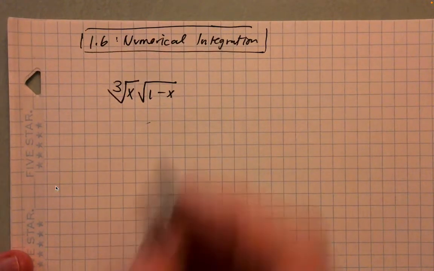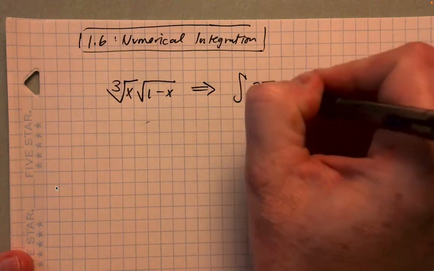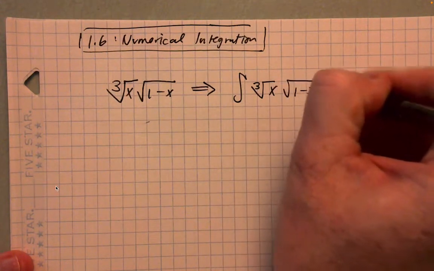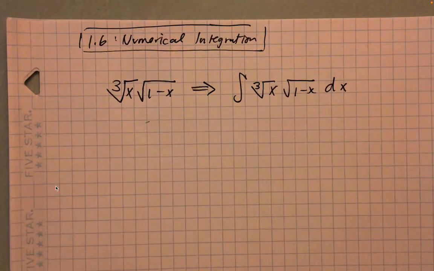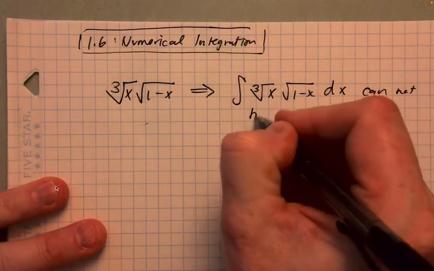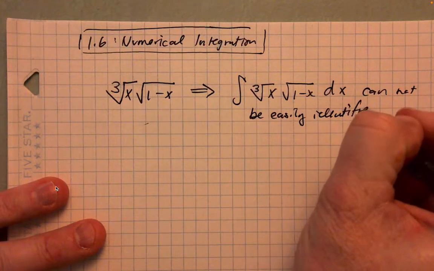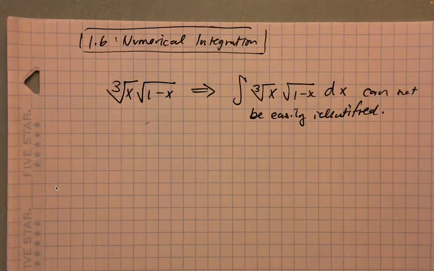And so what that basically means is that the integral of the cube root of x times the square root of 1 minus x dx cannot be easily identified. Basically, we won't be able to evaluate this indefinite integral explicitly.